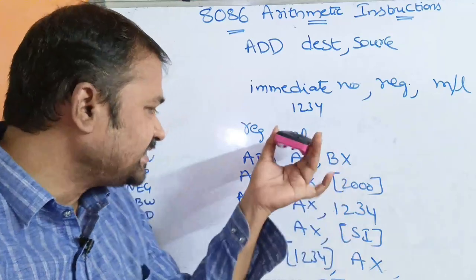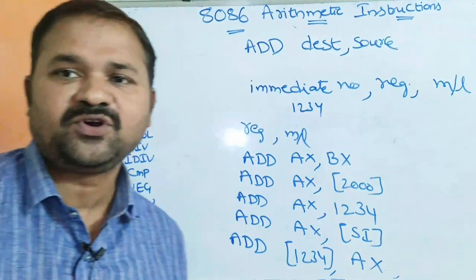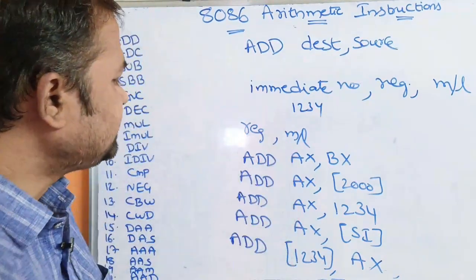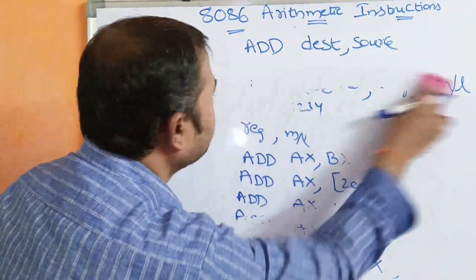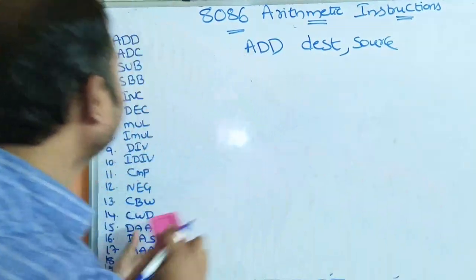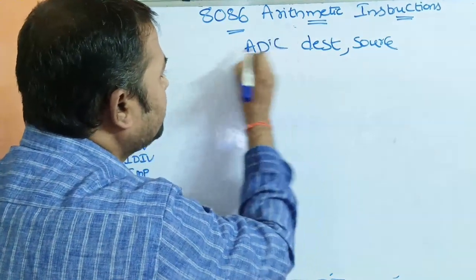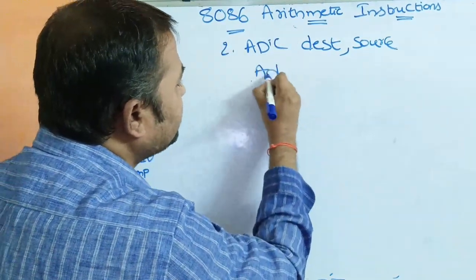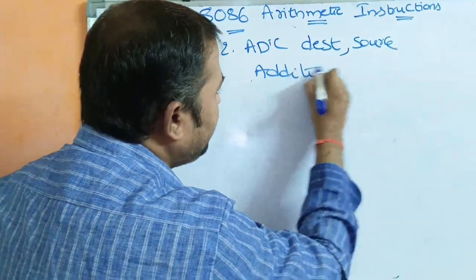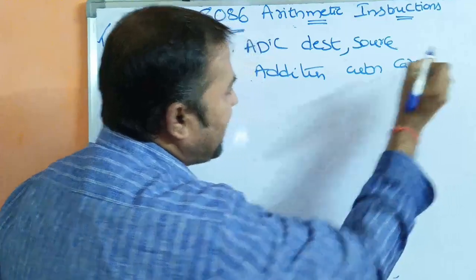You can write these examples for ADC, SUB and SBB also. Same examples. So this is about the ADD instruction. Now let us see the second instruction. What is the second instruction? The second instruction is ADC. ADC stands for addition with carry. So ADD stands for addition, ADC stands for addition with carry.